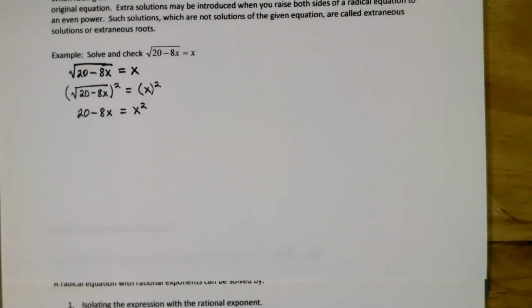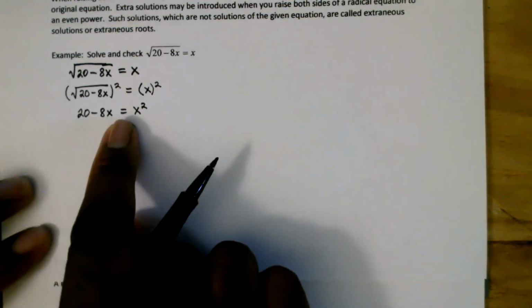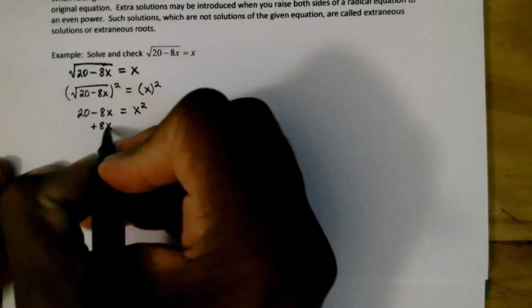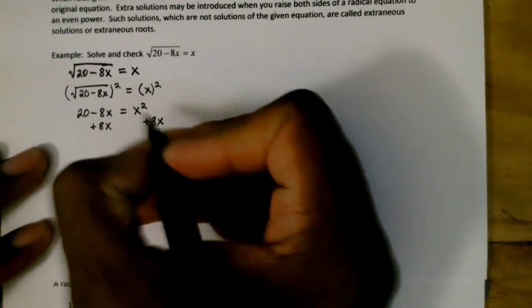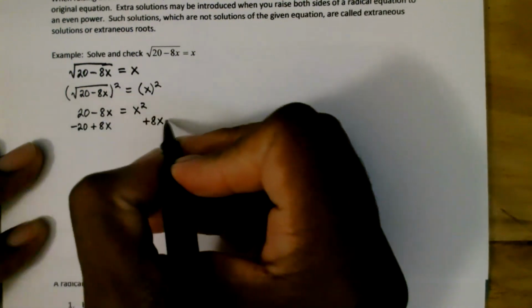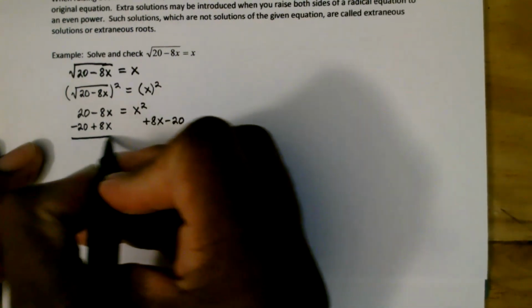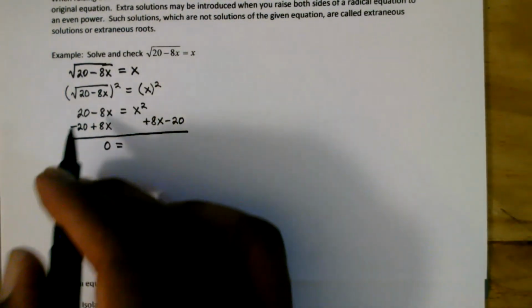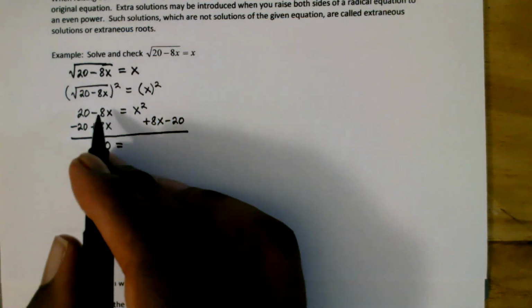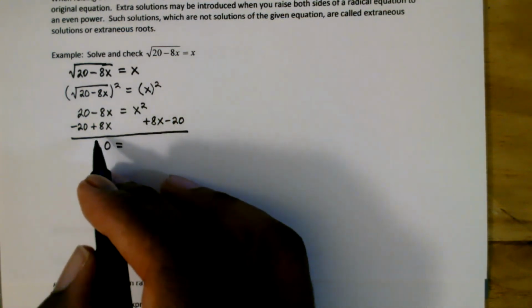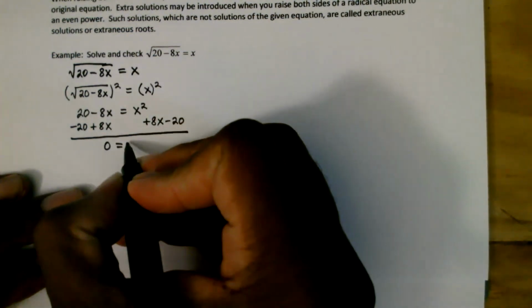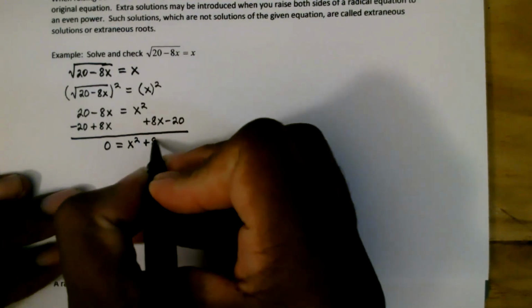And then next, we're going to get a 0 on one side of this equation. That means I need to move 20 minus 8x over to the opposite side. And I'm going to do that by adding 8x first, and then also subtracting 20 on both sides, because I want to get a 0 on one side of this equation, which I have here, because the 20 and the minus 20, they're gone. Minus 8x and plus x, they're gone. Plus 8x, they're gone. You're left with 0. And that's equal to x squared plus 8x minus 20.